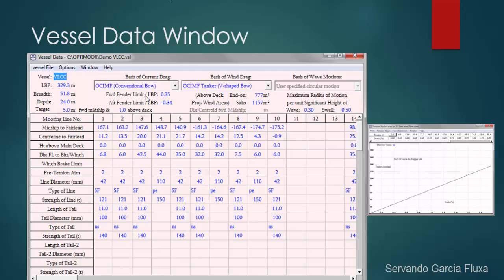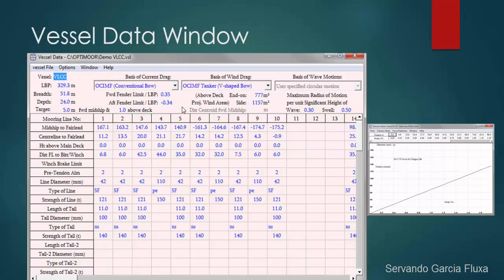Then you have to define the kind of bow end that you have. This is based on the OCIMF manual, so I recommend you have it close or buy it or check it online, because you need that to define how the bow of the vessel is that you're defining.